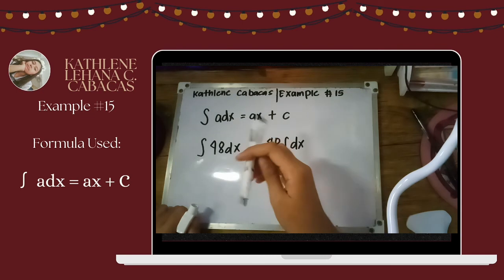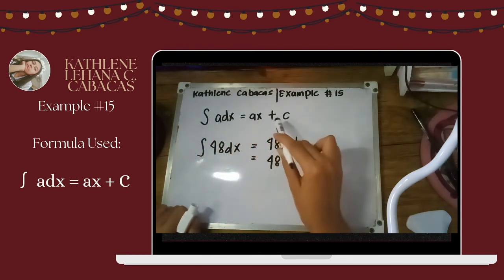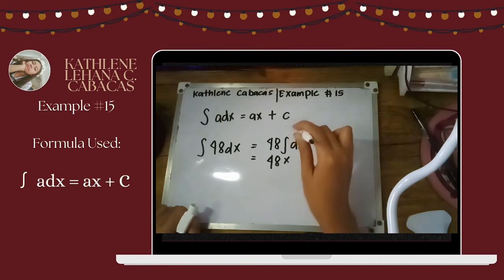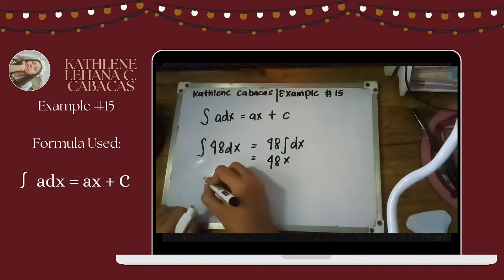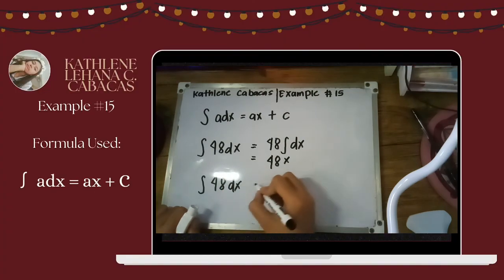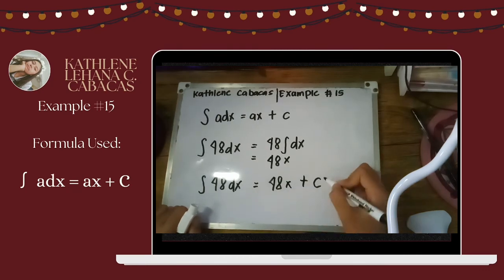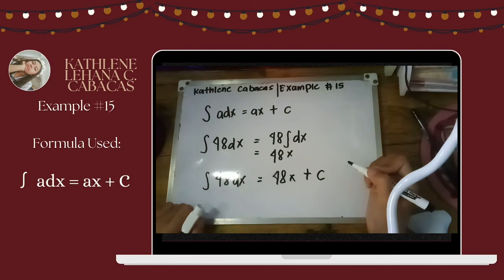Now, it is said that integral of a dx equals ax plus c, where a is any constant. So, for integral of 48 dx is equal to 48x plus c. So that's all for example number 15.